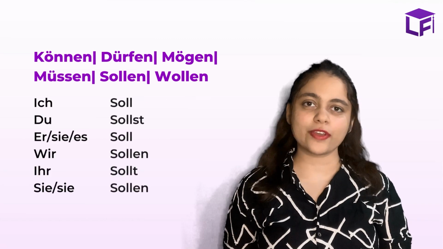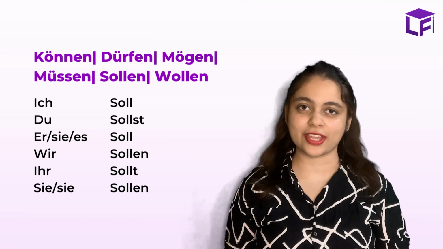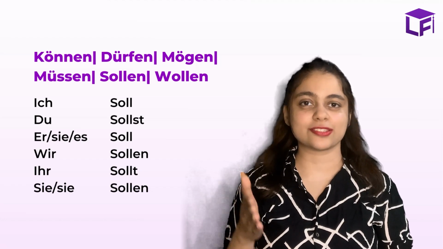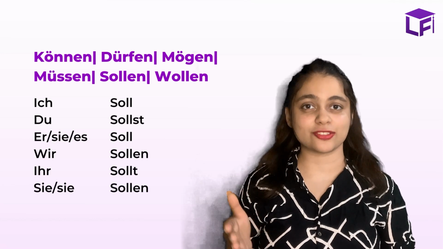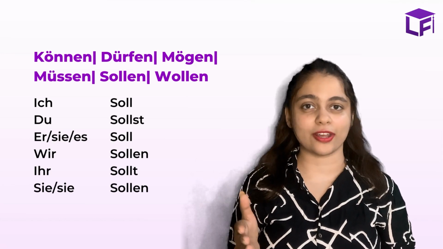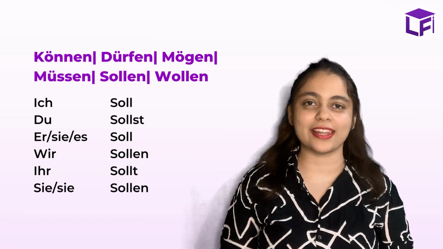Now, moving on to the next verb called sollen, let's learn its conjugation. Ich soll, du sollst, sie es soll, wir sollen, ihr sollt, sie sollen.